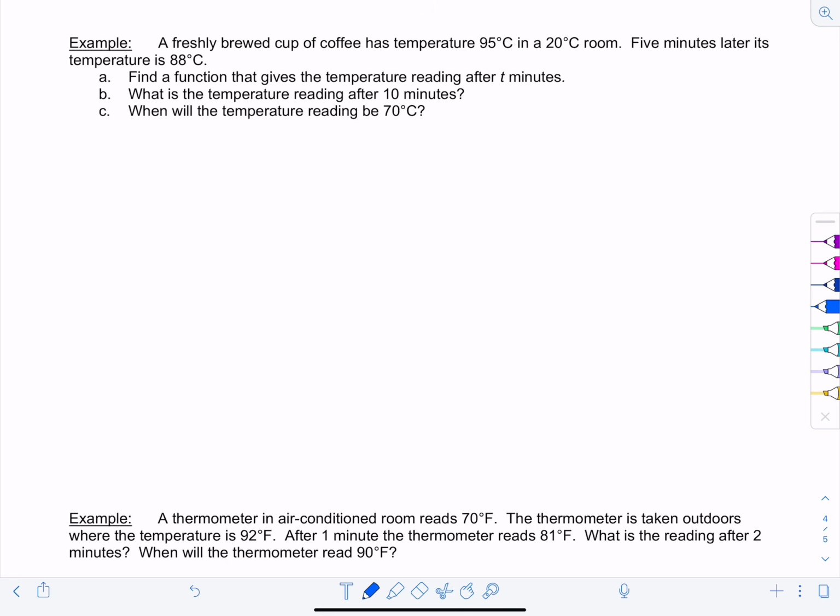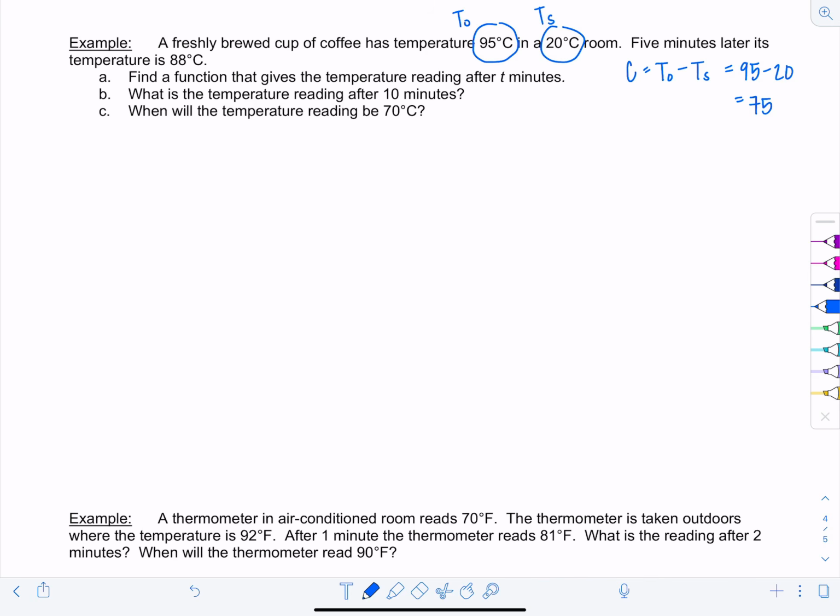They tell me that the coffee has a temperature of 95 degrees Celsius. So that's the initial temperature, that's T naught, because that's the temperature of the object. In a 20 degrees Celsius room, so that's T sub s, the temperature of the surroundings. So I can find C. Remember, C is T naught minus T sub s. So that's going to be 95 minus 20, which is 75.